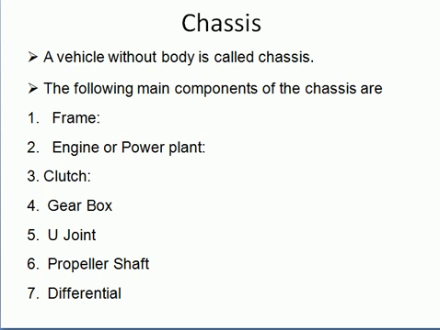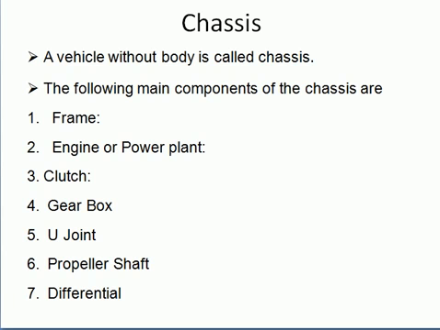First of all, we see the definition of chassis. A vehicle without body is called a chassis. There are many components present on the chassis, but here I explain some of these. First one is frame. It is made up of two long members called side members, which are riveted together with the help of a number of cross members.